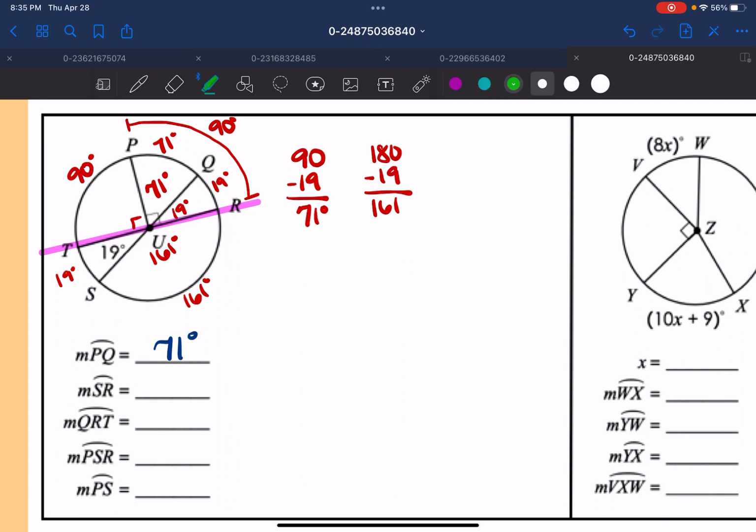Okay. The next one is SR. Because it's a minor arc, it's 2 letters, we have to look for the shortest distance between S and R. So the shortest distance is from here to here, which we can see is 161.